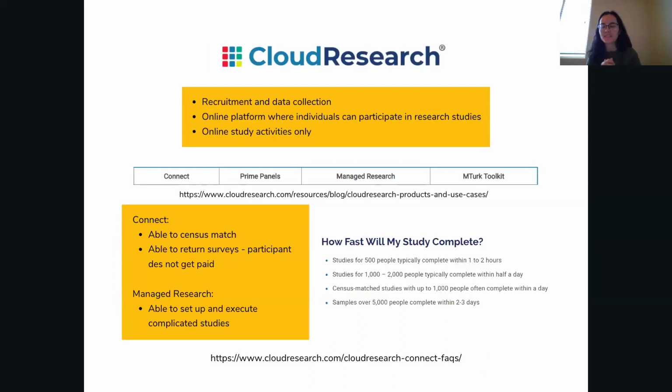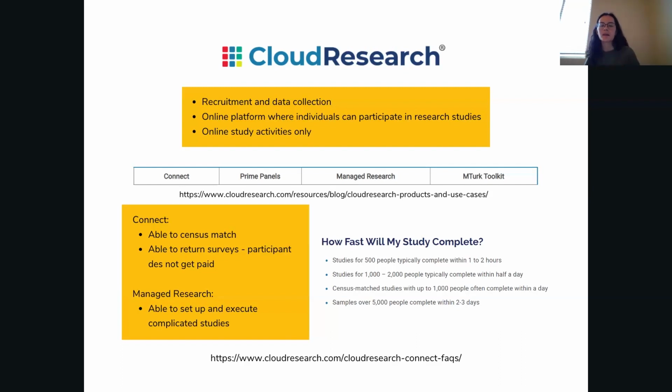Thank you so much for adding that in. And then our last platform that we're going to talk about today is Cloud Research. This is a platform that recruits and facilitates data collection. Patrons of this service sign up to be a research participant. And Cloud Research offers 4 different services: Connect, Prime Panels, Managed Research, and MTurk Toolkit. But today we're just going to talk about Connect and Managed Research. If you do want to learn about Prime Panels and MTurk, you can use this link that's in the middle to learn more about them.